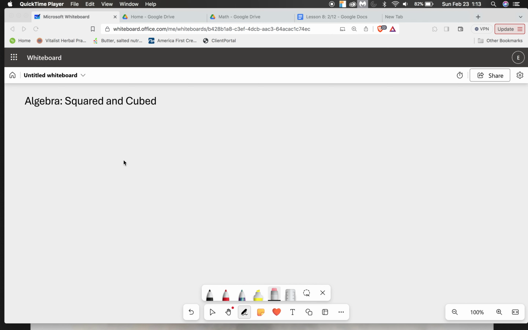Alright, in this lesson we're going to cover what it means to be squared and cubed. You've heard me use these terms probably in a few of the videos before, but we just want to go in depth over what it really means. So, when we're dealing with exponents, we have a variety of exponents. You can have an exponent of any size.